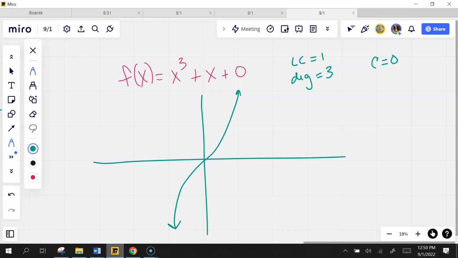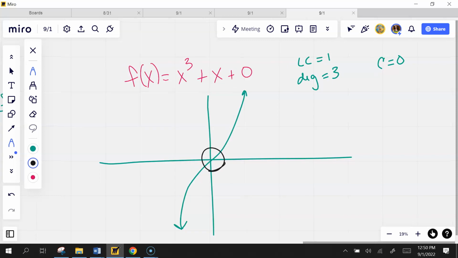Does this one have a max or a min? Why? It's not a straight line, but it's always increasing as I move left to right. In order to have a max or min, I have to stop increasing and start decreasing, or vice versa, right? And it never does. It's always increasing. How about zeros? How many zeros does it have? 1. It has 1 zero. That zero happens right here. Okay. What about end behavior?